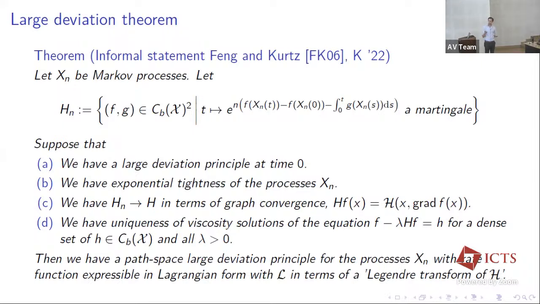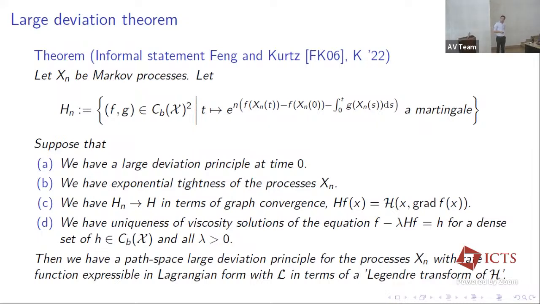We have exponential tightness. Like always, we need some notion of compactness. Third one is we have convergence of operators, and the limiting one should be first order. Otherwise, it's going to be a stochastic thing, and then you don't have large deviations. And the final one is this uniqueness property. You want uniqueness of viscosity solutions of this equation. That's my metric space, an arbitrary metric space. So this is a very general statement. Of course, the difficulty lies in, can you prove these other statements?